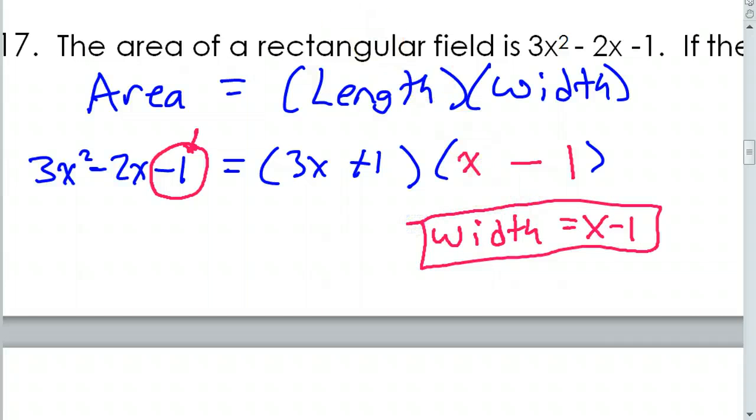Now, if you wanted to just check real quick and make sure, then you could do your inner, outer, middle. What do I have inner right now? 1x. Inner, I do have 1x. What do I have outer? Negative 3x. Is that giving me the negative 2x in the middle? Yeah. Sure. So it does work out just fine. So that's it for number 17.